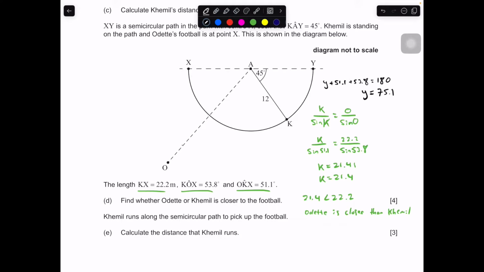So we want to find this arc. Let's use a new color, let's use blue. So we want to find the length of this arc right here. And this is semicircular, so what is our arc length formula? This is given in our formula booklet again. Arc length is equal to, we know the circumference of a circle is equal to 2 pi r. That would be one whole, essentially the perimeter of a circle.